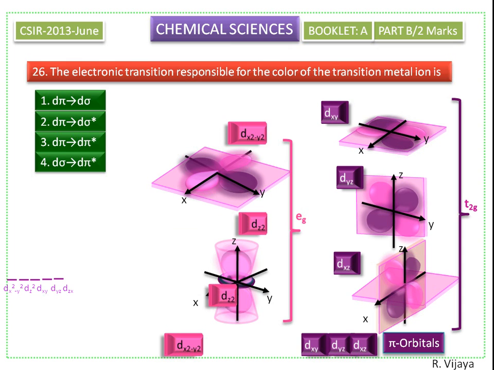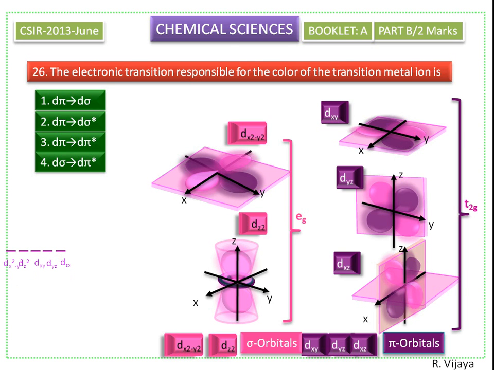The Eg orbitals can overlap with the orbitals of the ligands in a linear way, so they are called sigma orbitals. Here the T2g orbitals are pi orbitals because they can form pi bonds with the ligands. The Eg orbitals are said to be sigma orbitals because they can form sigma bonds with the ligand orbitals.